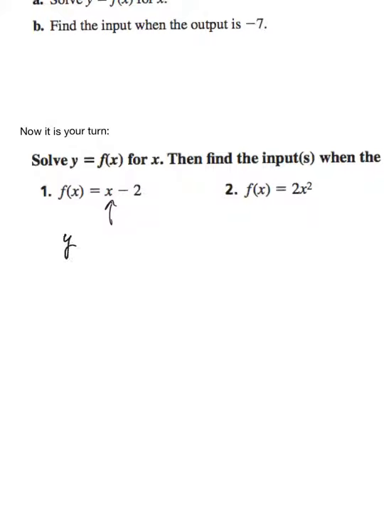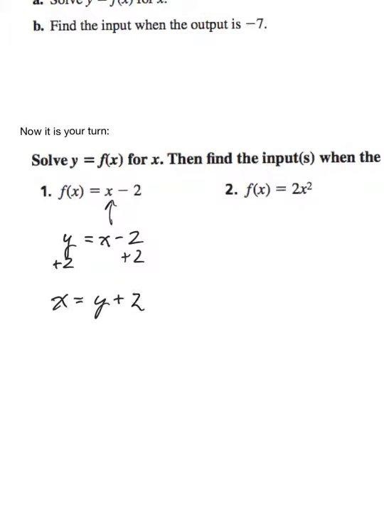So I'm going to solve for x. I have y equals x minus 2. Let me substitute f of x for the y. I add 2 to both sides. And now, flipping it around, I get the equation x equals y plus 2.